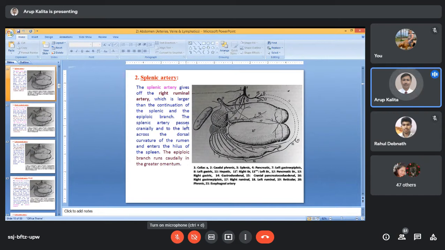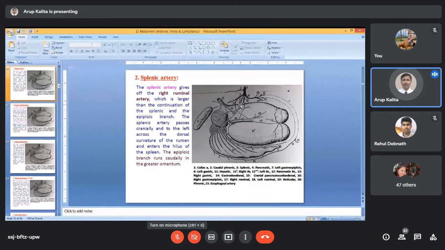The splenic artery passes cranially. Here, this is the cranial side. Already I told you, it passes cranially and to the left, across the dorsal curvature of the rumen. This is the rumen, the dorsal curvature of the rumen. Along the dorsal curvature of the rumen, it will go and enter the hilus of the spleen. The hilus is the exit and entry point of an organ. So it will enter the spleen at the hilus.